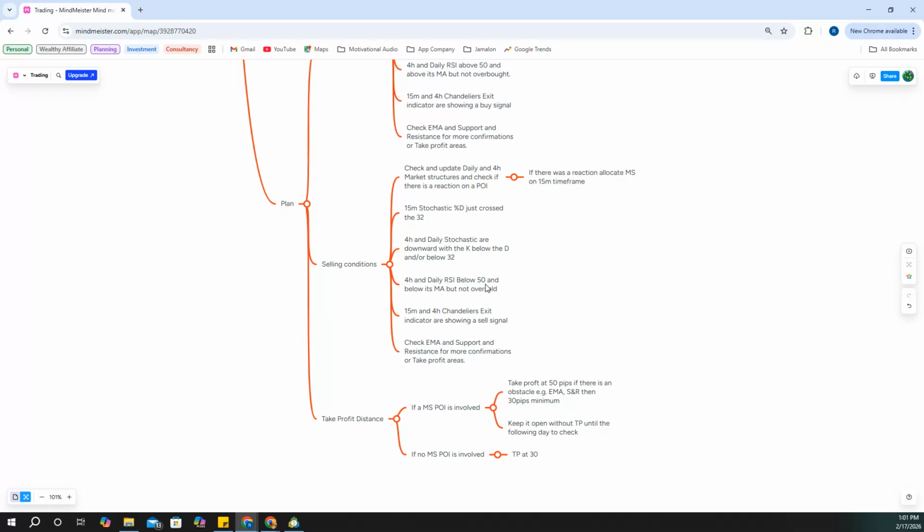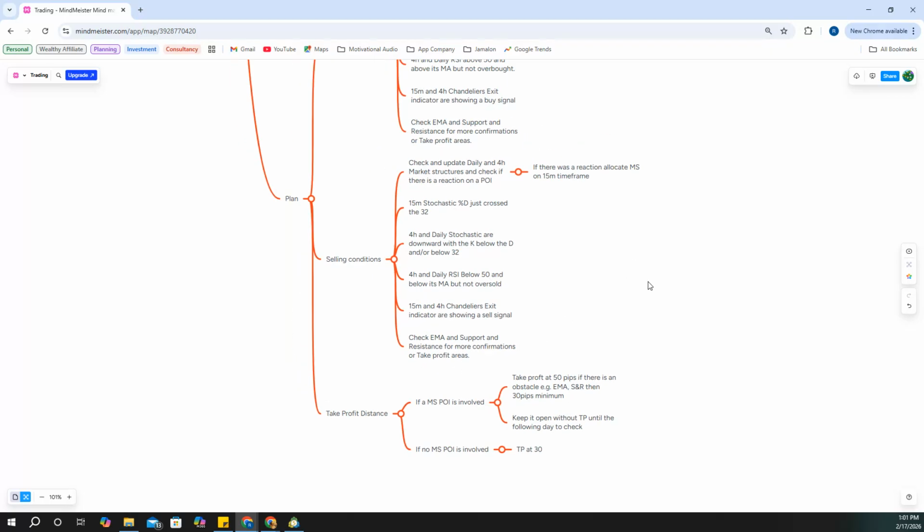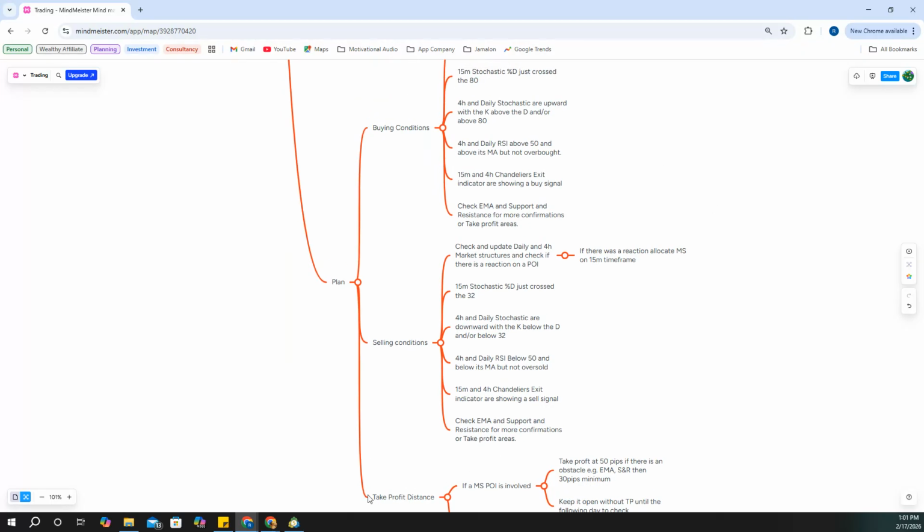The 4-hour and the daily RSI should be below 50 and below their respective averages. On the 15-minute and the 4-hour, the chandelier exit indicator should be showing a sell signal. And the last thing, check the exponential moving averages, support and resistance for more confirmations or for take-profit areas. So let's see if I did all that.